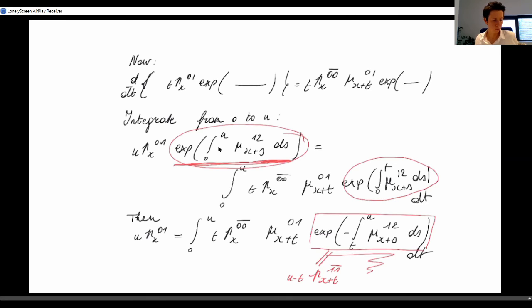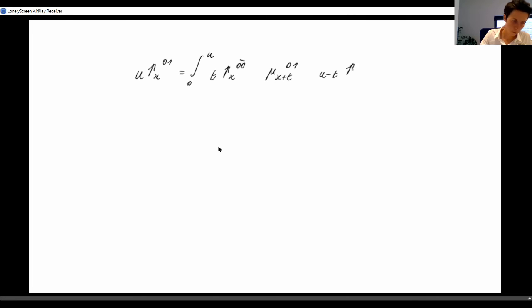So putting everything together, you've got a very intuitive and a very relevant expression as well. This is my u p x 01, and I can write it as the integral from 0 to u of t p x 00 bar, mu x plus t 01, and then u minus t p x plus t 11 bar. Now the whole derivation was rather lengthy, etc., etc.